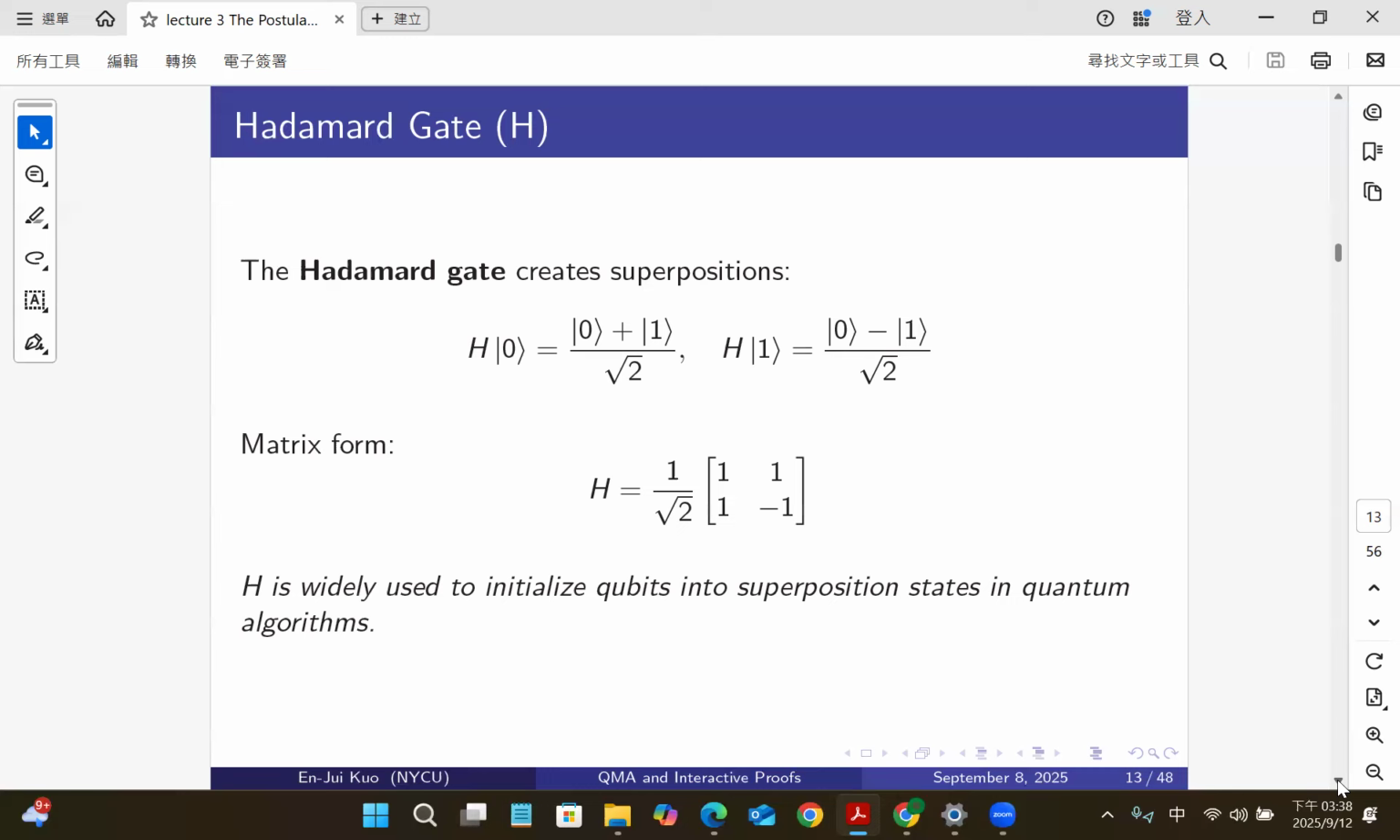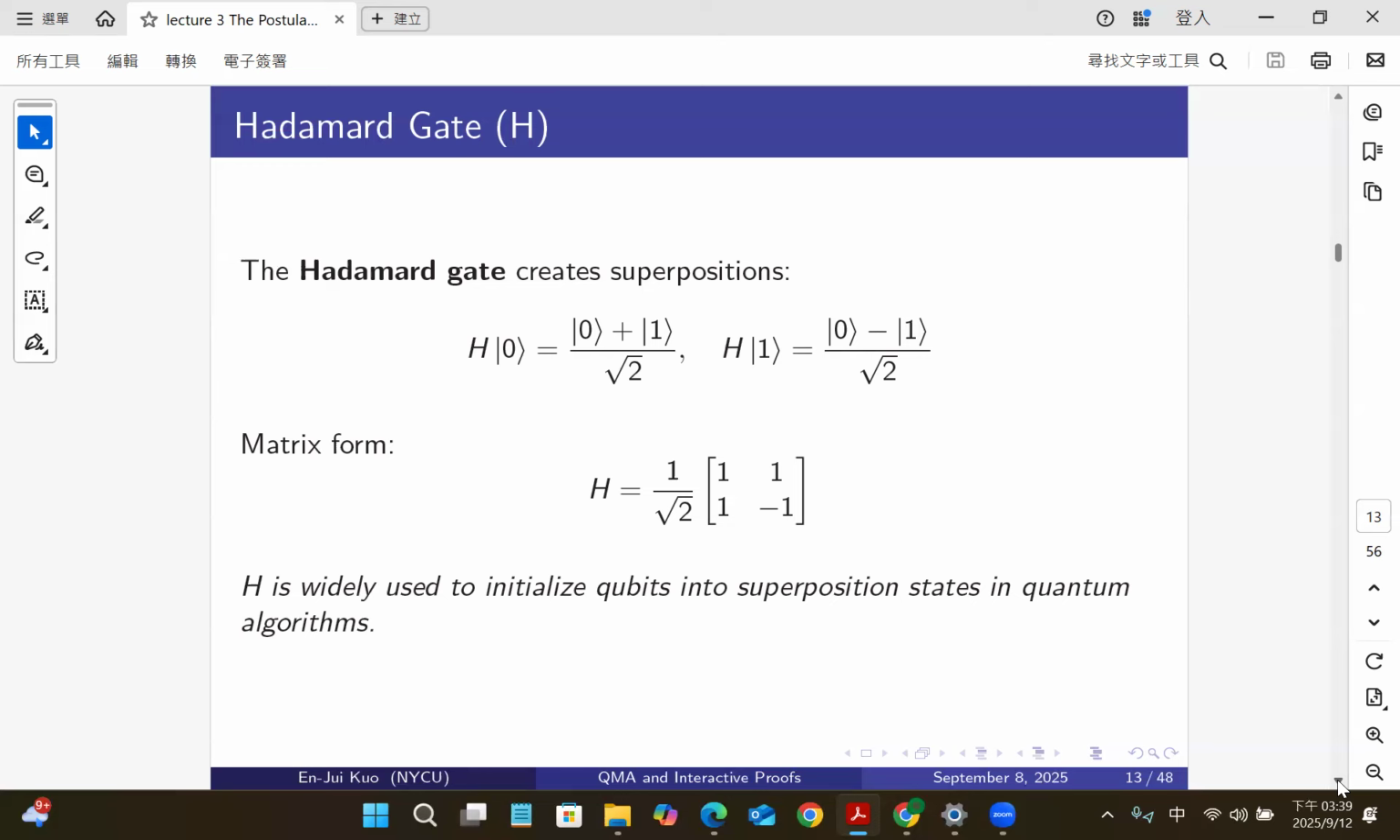0 plus 1 divided by square root 2, notice X is a bit flip. So it will flip 0 and 1, so we get 1, 0. But it's the same, because flip 0 and flip 1. So 0 plus 1 divided by square root 2 is the plus 1 eigenvector for X. And also X applied on 0 minus 1 divided by square root 2: the bit flip gives 1 minus 0 divided by square root 2, which is minus (0 minus 1) divided by square root 2.